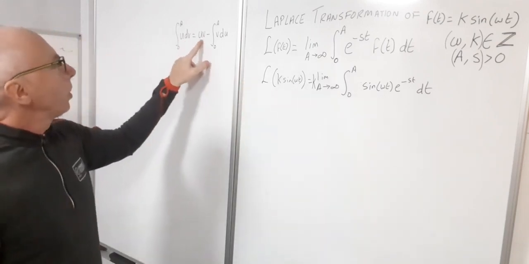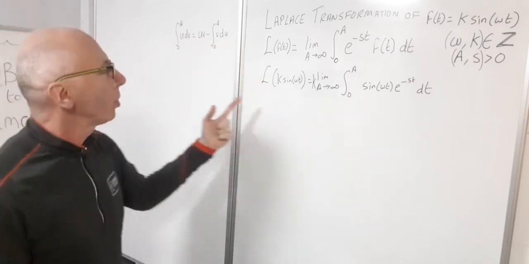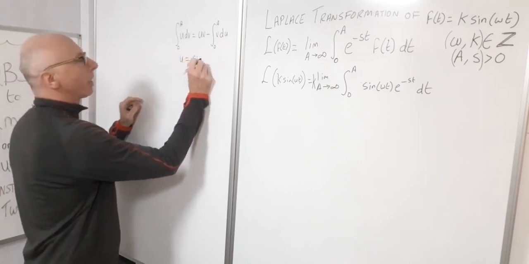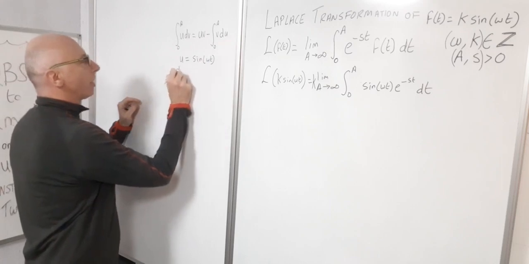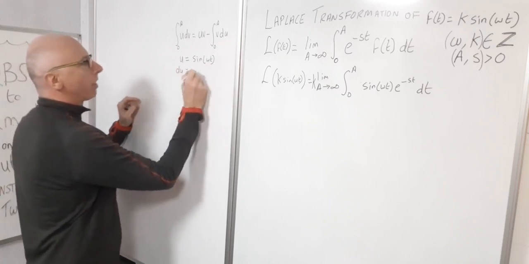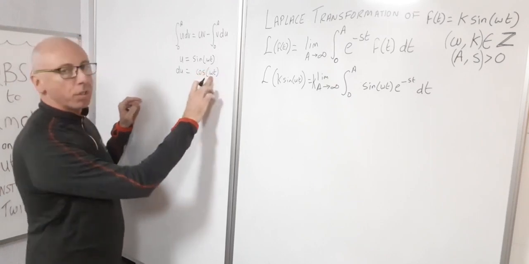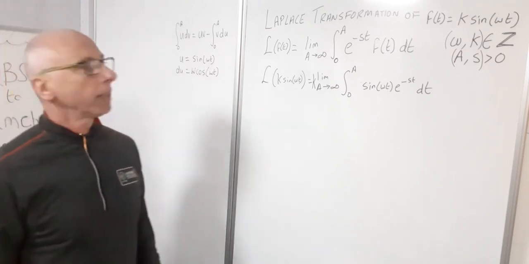Well, I've got u and du, so I'll only need to differentiate my sine. So I'm going to choose that first. So u equals sine wt. Now while I'm here I might as well differentiate it. So to differentiate sine, it's reasonably straightforward. Cosine wt, and then with the chain rule bring the w out front. So that takes care of that.